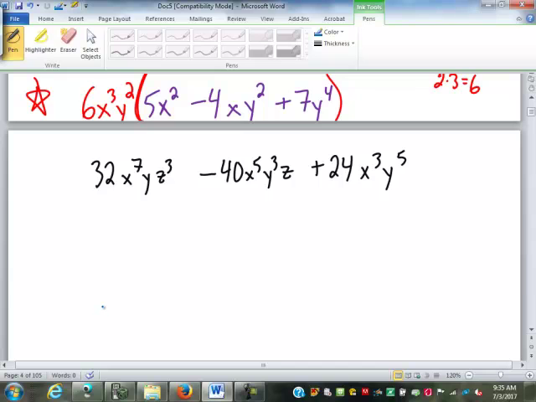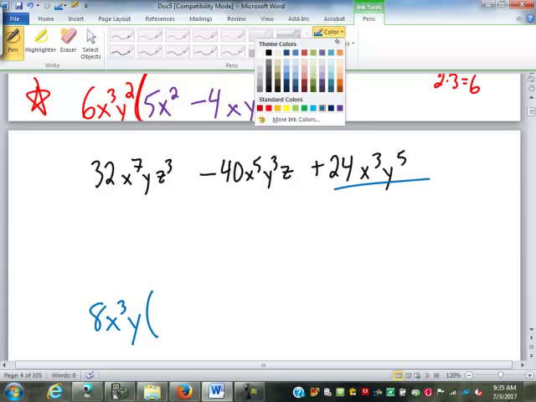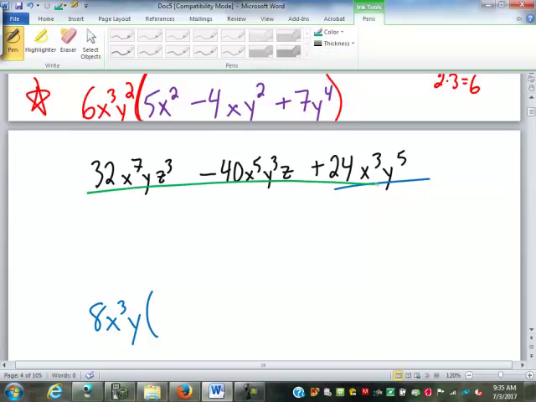For the numbers, what did you get for the greatest common factor? 8 works. For x? X to the 3rd. Y? Just y. Z is not part of it. No Z in this one. So we're going to divide this by 8x to the 3rd y.